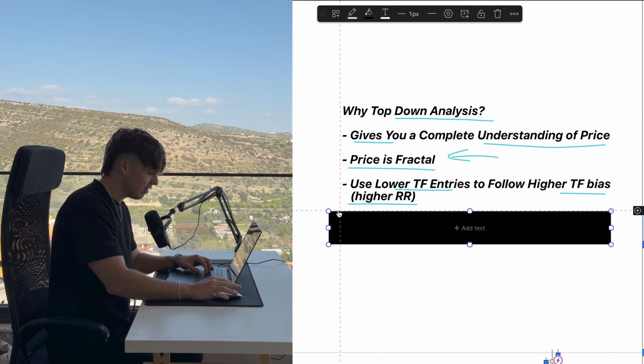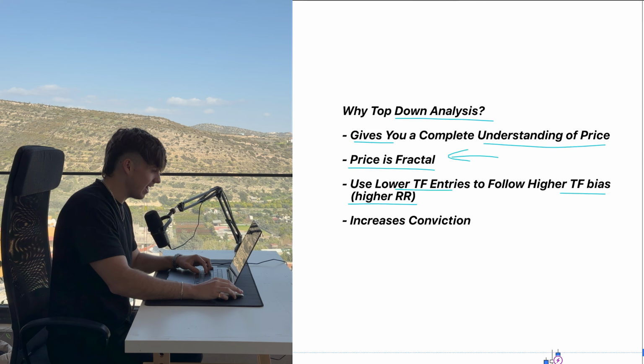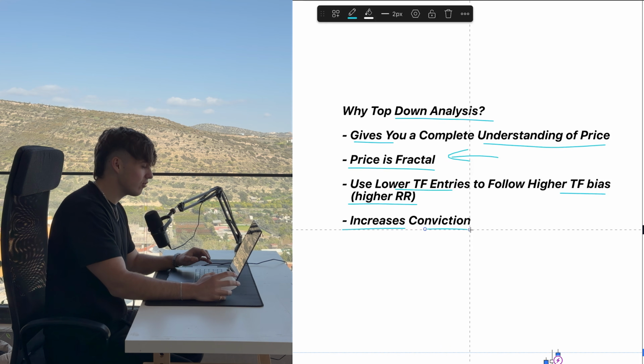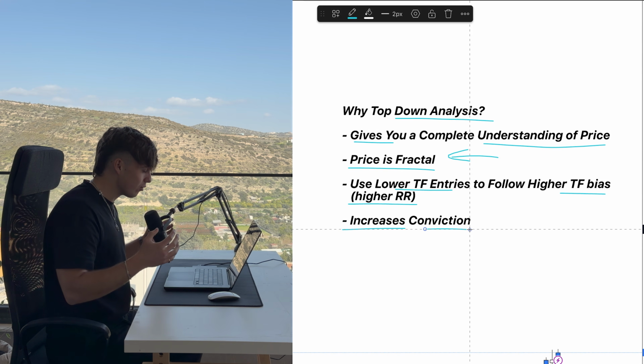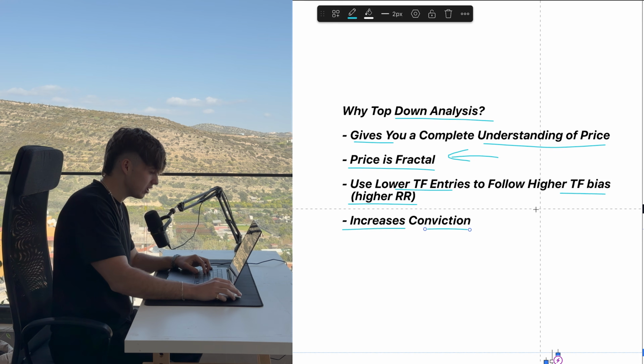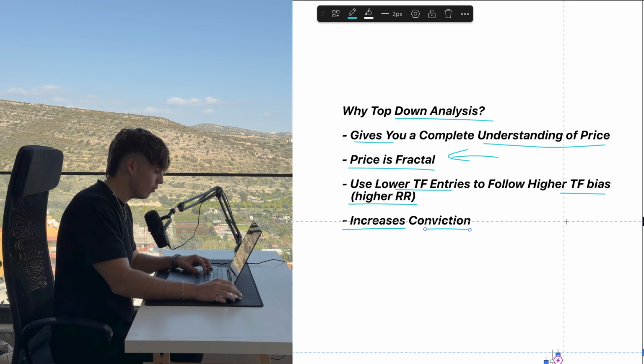And finally, we need to understand that top-down analysis is the only thing that is going to increase your conviction. When you're taking strategies on the lower time frame without an overall idea of price, you are hoping and dreaming that the market goes in your direction. With what I'm about to show you, you no longer need to do that.